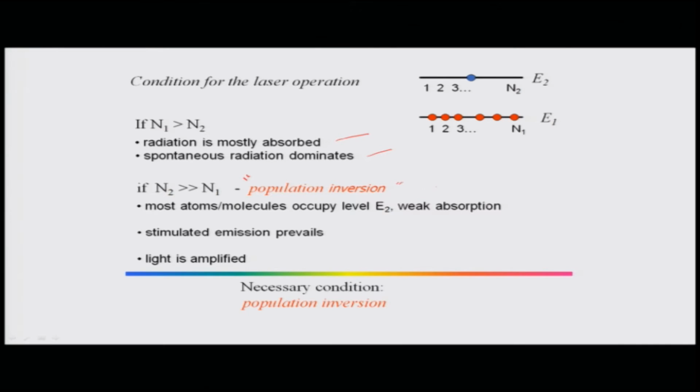So, in this inverted population condition, most atoms or molecules occupy the excited state. There is very weak absorption available, because very few are available in the lower energy state. Stimulated emission prevails and the light gets amplified. So, this is the necessary condition of population inversion which can give rise to the laser.